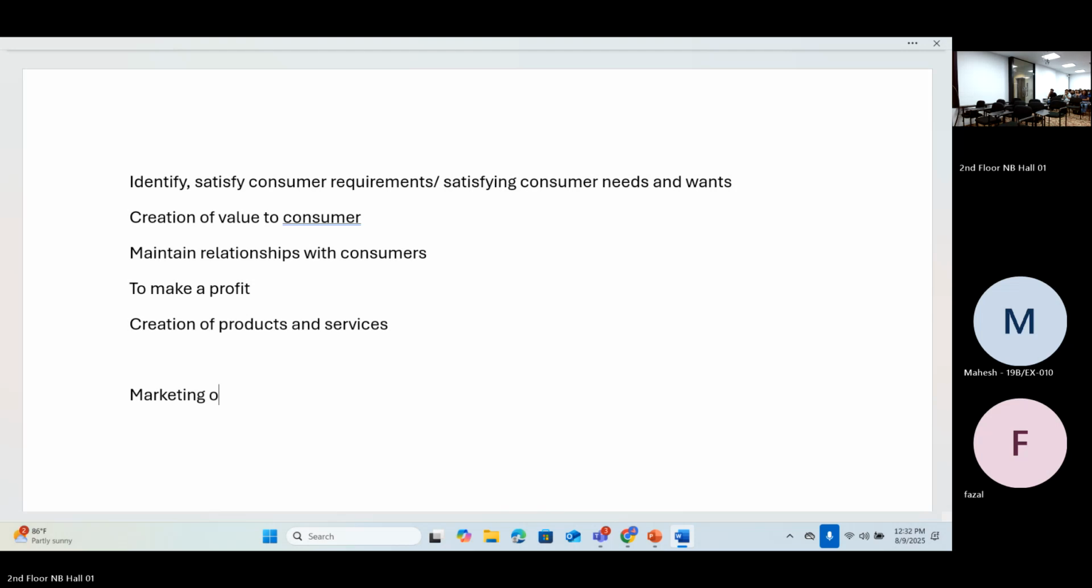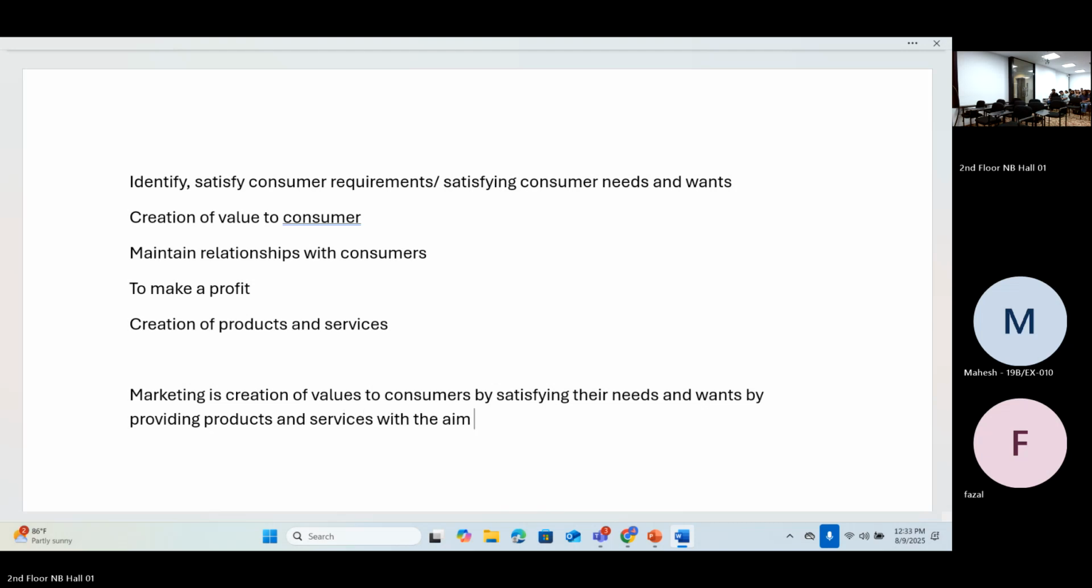So marketing is... If you have already created a definition similar to this, no need to write this one, or else you can write it down.